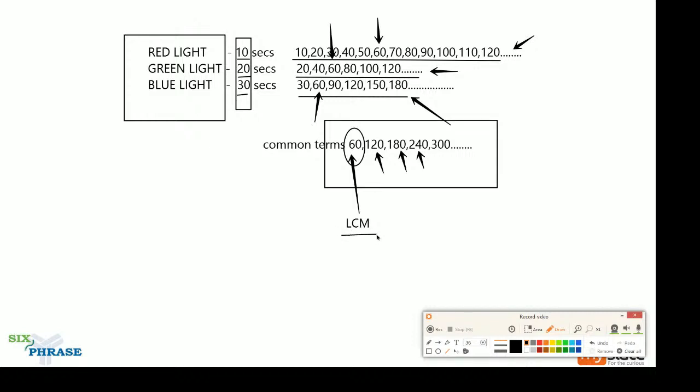But what about the second, third and the fourth numbers? To get the second number, you just add 60 to it. You add 60 to LCM. So what happens is you do LCM plus LCM, which will give you the second number. After you get the second number, how do you get the third number? You add the LCM to this. So 120 plus 60.